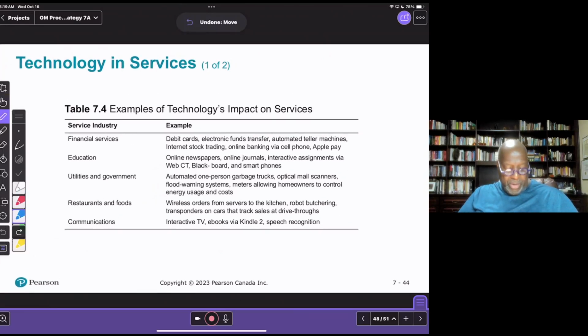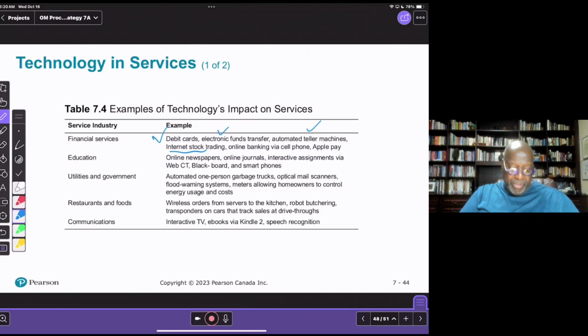We have debit cards, EFTs, electronic funds transfer, automatic teller machines, internet stock trading. So technology is being used behind a lot of those. Nowadays, everyone is talking about artificial intelligence and generative AI as another technology that could assist you in doing a lot of things. So now you don't even have to have a human being talking to a customer. Use a chatbot, and the chatbot has access to a lot of data that it then uses to provide answers to questions from a customer.